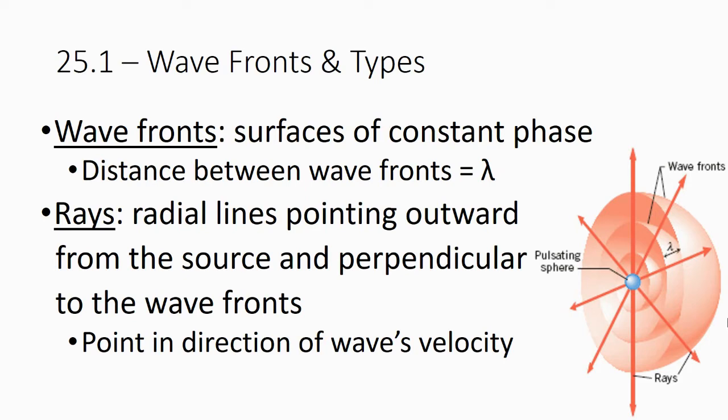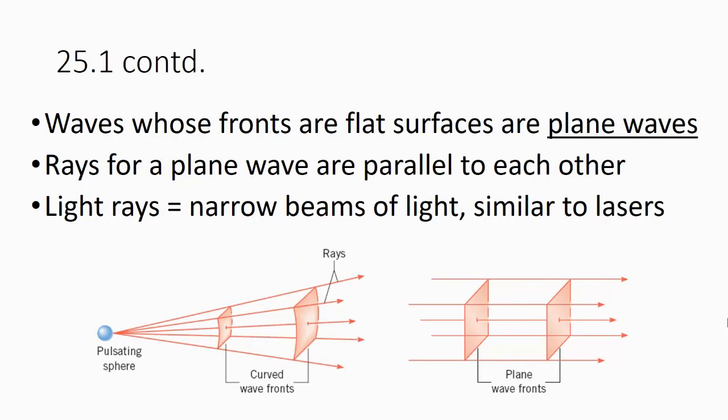You can see in the image that there's like a pulsating sphere that's emitting light. It has wave fronts. The distance between the wave fronts is lambda. Rays are essentially arrows that we draw, lines. They look like vectors that point outward from the source. They're perpendicular to wave fronts. They point in the direction of a wave's velocity. We don't have to draw wave fronts, but we do draw a lot of rays for AP Physics 2.